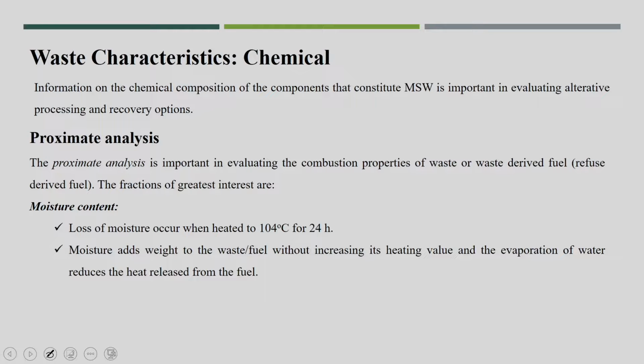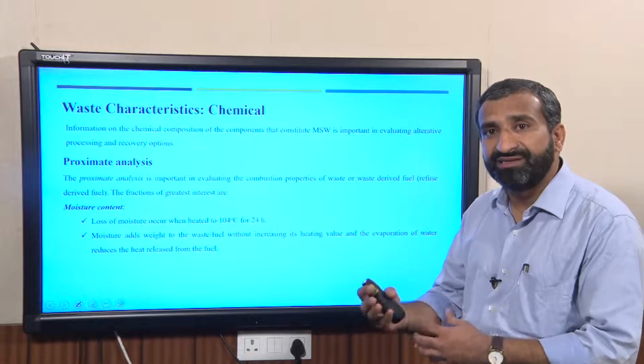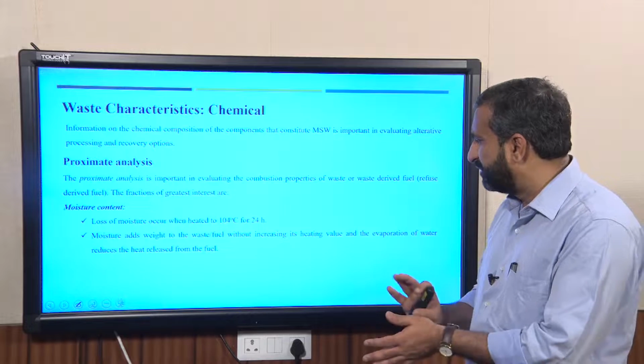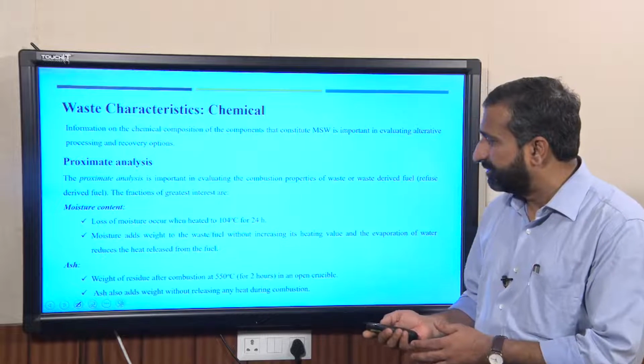Normally, we analyze 4 parameters. The first parameter is the moisture content. Moisture content is normally analyzed at 104 degrees centigrade in a hot air oven for 24 hours. This moisture adds weight to the waste without increasing its heating value. So, when you are designing an incineration facility, it is very important to know the moisture content. If the moisture content is higher, it is unnecessarily adding weight to the waste, and there will not be any increase in the heating value.